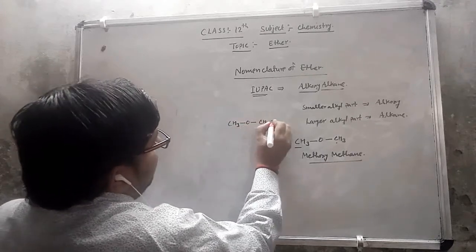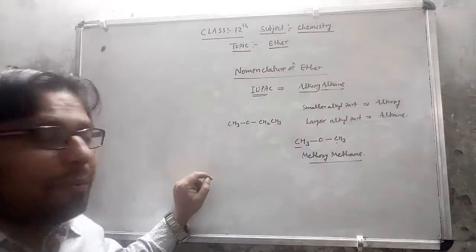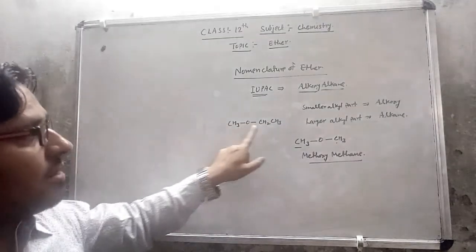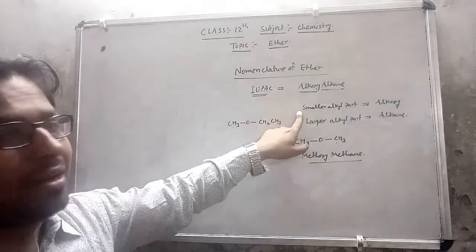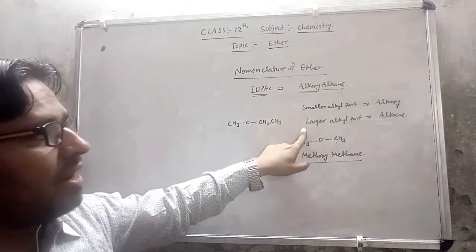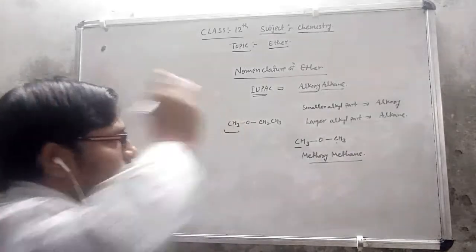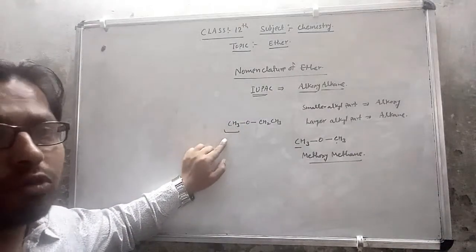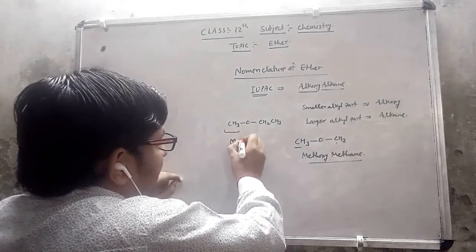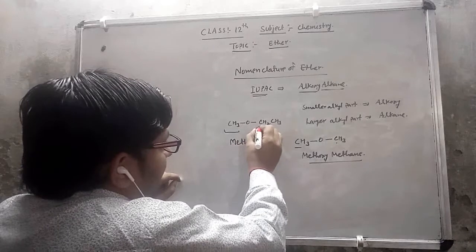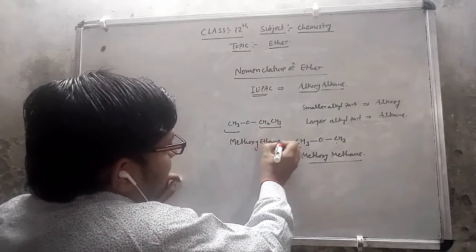If I take the other, suppose I have CH3O CH2 CH3. Here you can check that one part has one carbon and the other part has two carbons. So whatever alkyl part is smaller will be the alkoxy, and the larger alkyl part is the alkane. The smaller part, of one carbon, is known as methoxy, and for the two carbon alkane, that is ethane, so its name is methoxyethane.